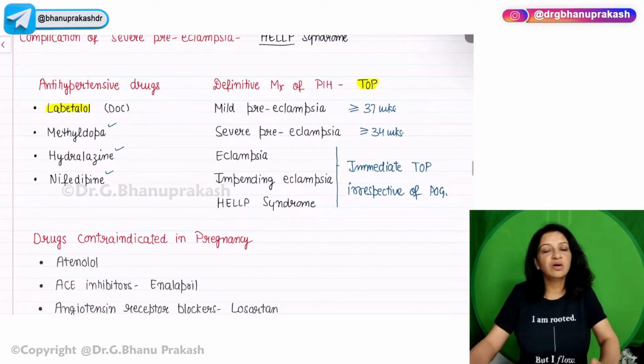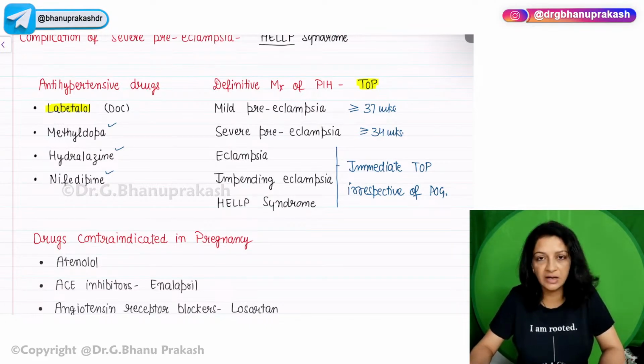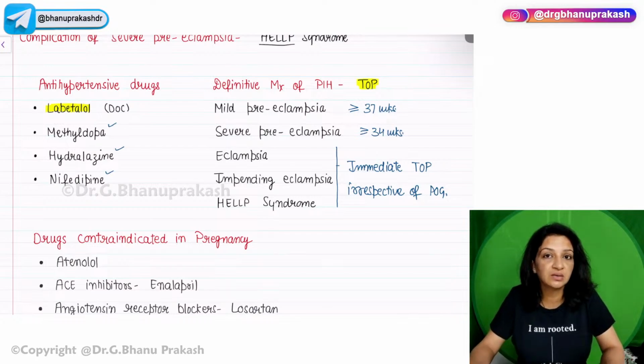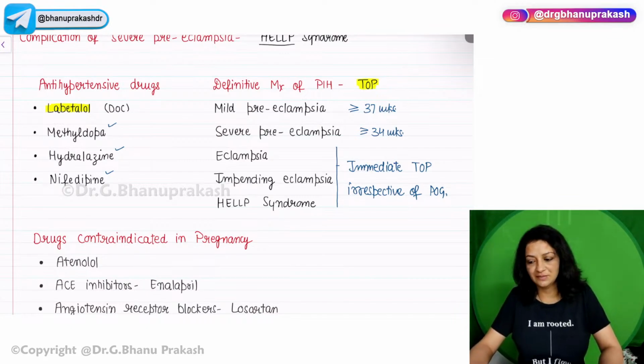Irrespective of period of gestation means यहाँ पे हमें pregnancy को terminate करना है. क्यों करना है? Because first हमें किसको बचाना है? मदर को. अगर हम मदर को ही नहीं बचा पाएंगे तो हम fetus को भी नहीं बचा पाएंगे. So termination of pregnancy irrespective of period of gestation.